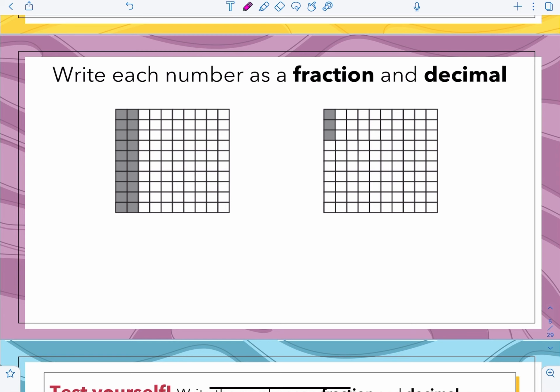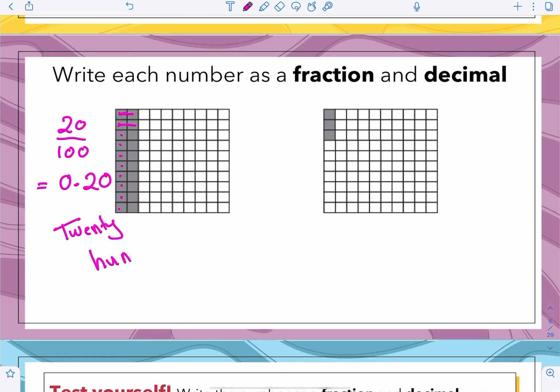Here I have these two lines shaded. The one line is 10. To check that, let's count them. 1, 2, 3, 4, 5, 6, 7, 8, 9, and 10. So I have two of them, two lines. So this is 20 parts out of 100. Now as a decimal, this is going to be 0.20, like that. And in words, this is going to be 20 hundredths. So 20 hundredths is this number.